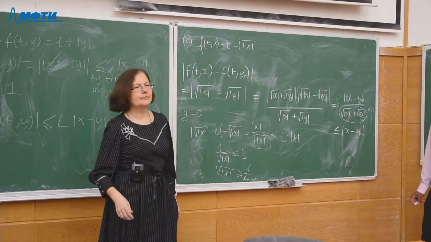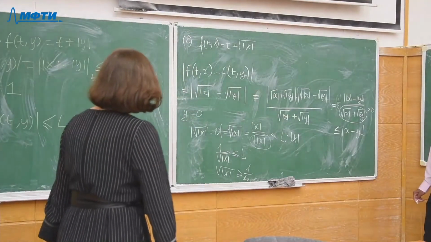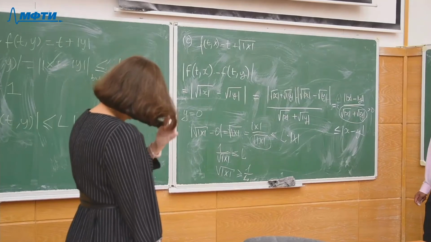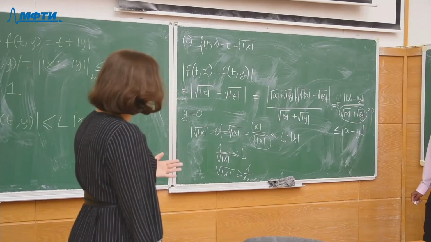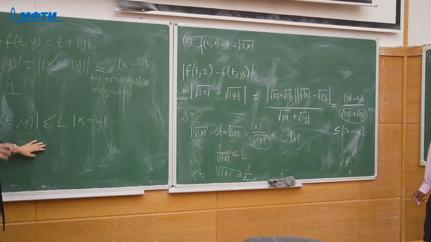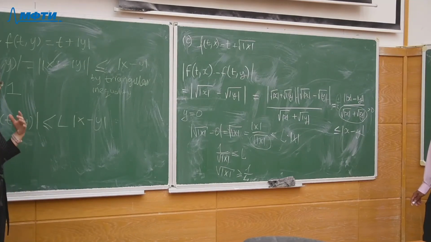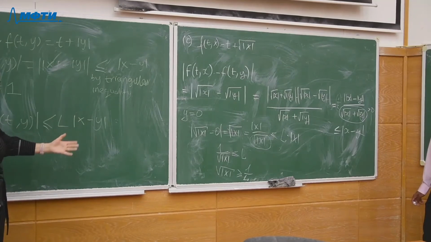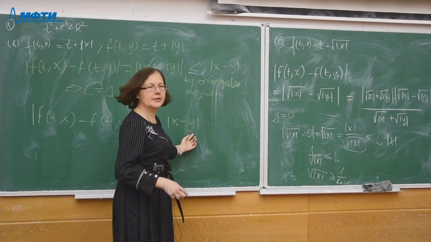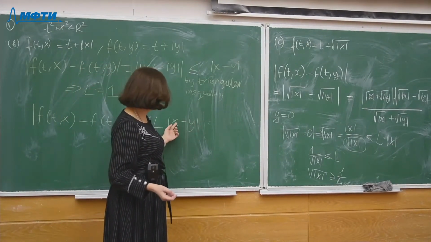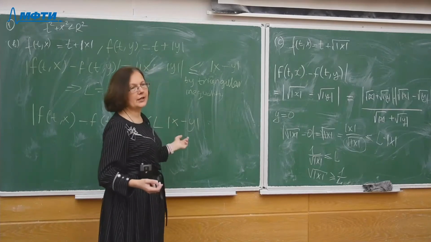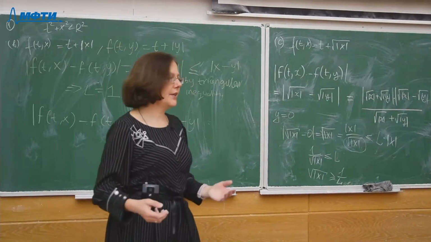How come you took only L times x and not L times x minus y? Y is 0. I will take y to be equal to 0, so I may take any value I want. This Lipschitz inequality must be satisfied for any x and y. If it is not satisfied for some values of x and y, then it fails. And so if I take y equal to 0 and x close to 0, then I have shown that there is no such L. And so this is the proof that the function is not Lipschitz.